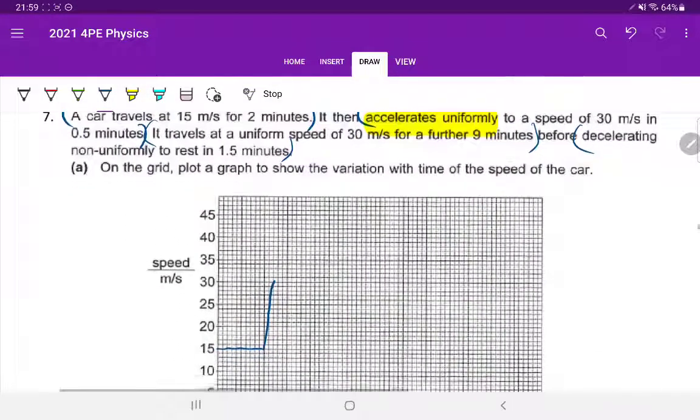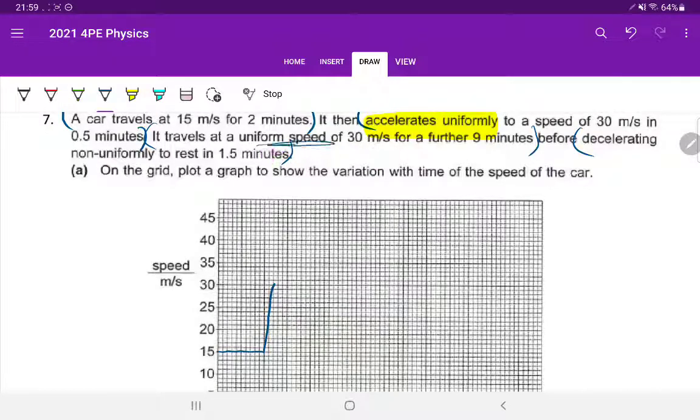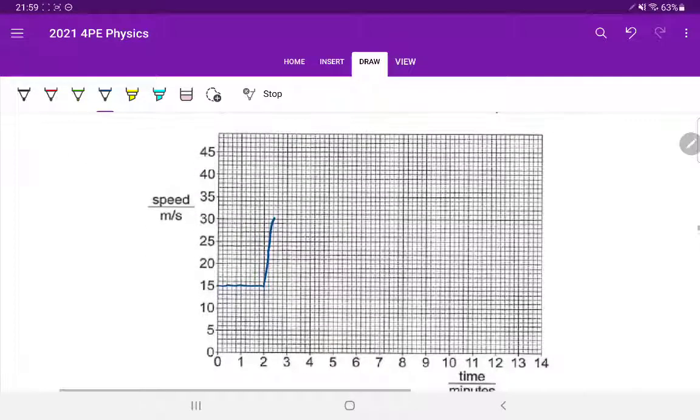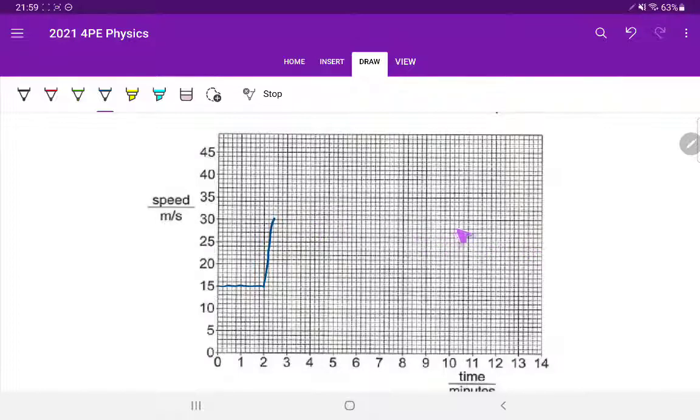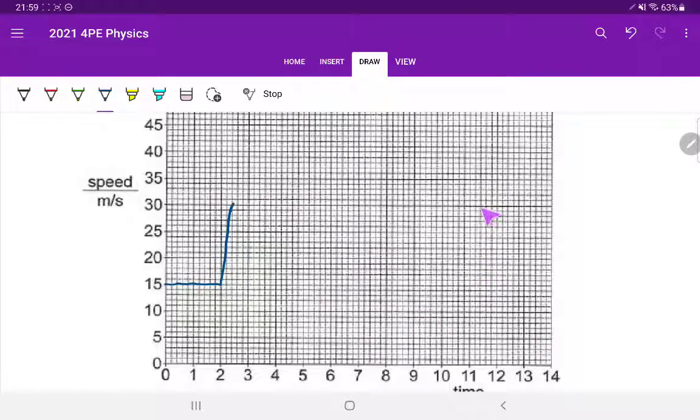So it then travels at a uniform speed of 30 meters per second. Uniform speed again means the speed is constant at 30 meters per second for a further 9 minutes. So 9 minutes later will be 11.5 minutes. Sorry, I was wrong earlier. So we're going to stay at 30 meters per second until 11.5. So I'm going to put a dot. It's so hard to see, I'm so sorry. It's here, 11, this is 12. I'm going to go with here. So a straight line across, 30 meters per second, uniform speed.